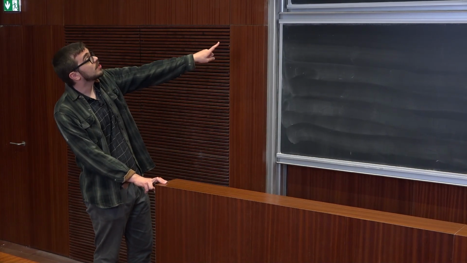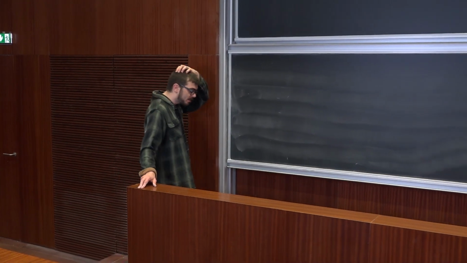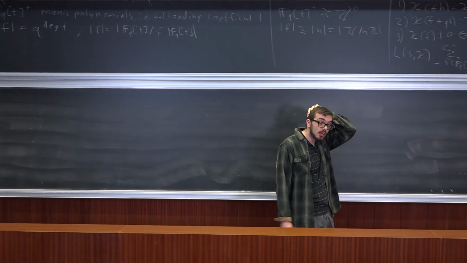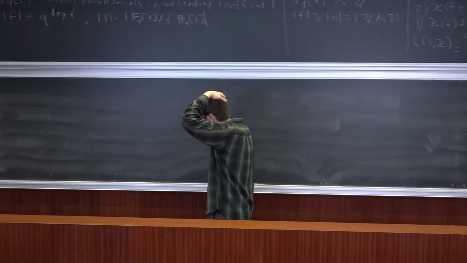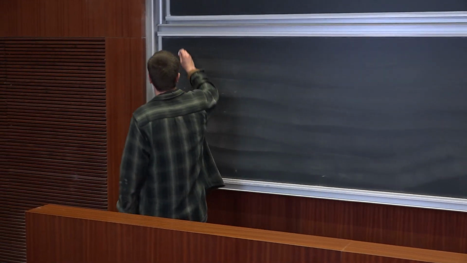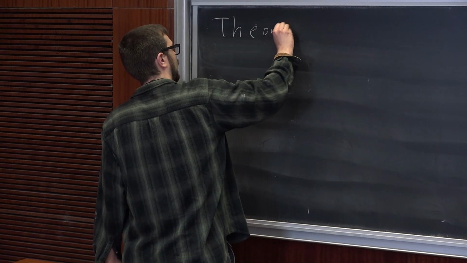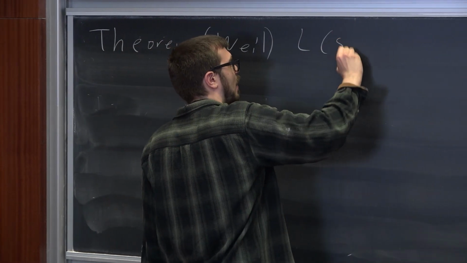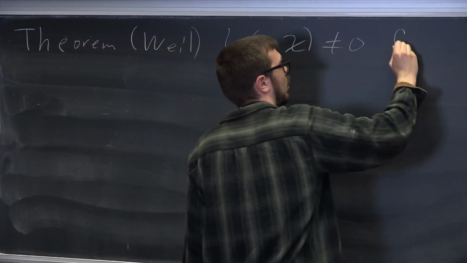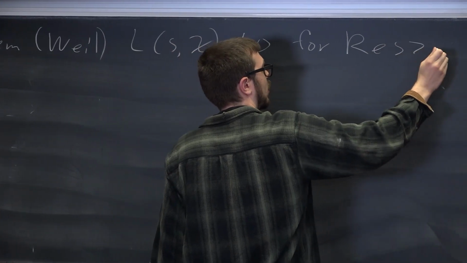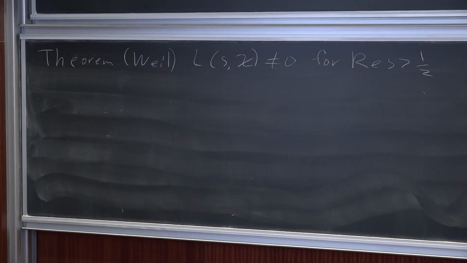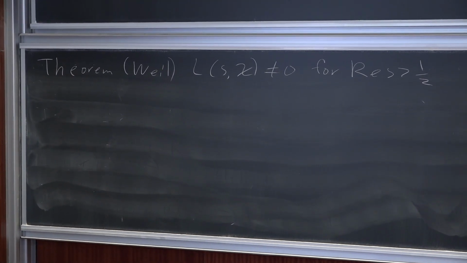But one thing is different, which has to do with this non-vanishing, because while we can prove non-vanishing theorems for this L(s, chi) by the same arguments that have been used in the integer setting, we don't need to, because we have this theorem of Weil, which is the analog of the Riemann hypothesis. L(s, chi) is not 0 for the real part of s greater than 1/2.